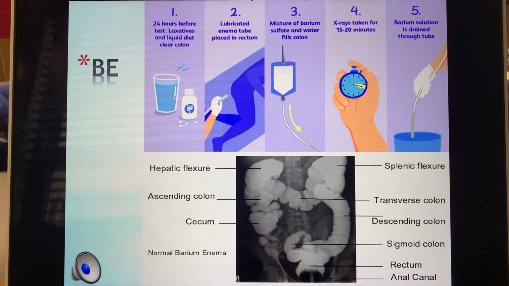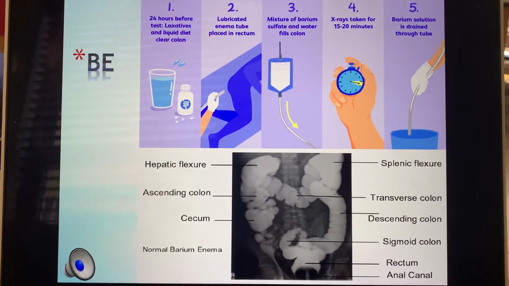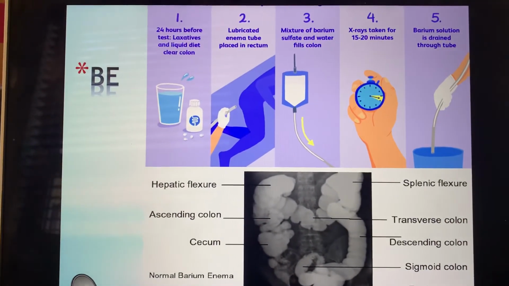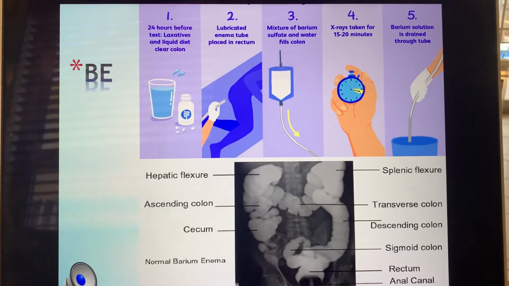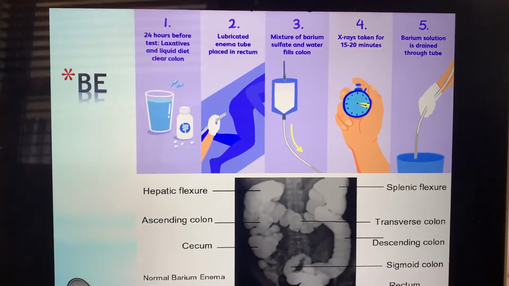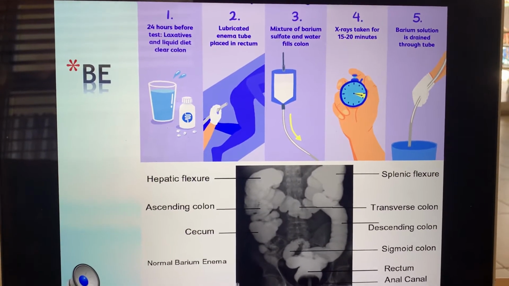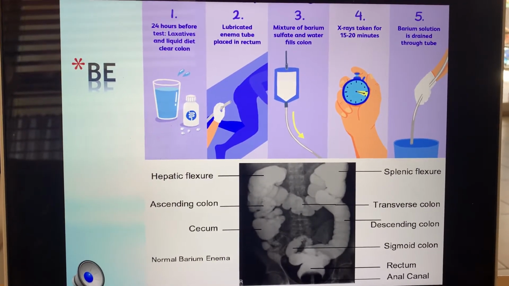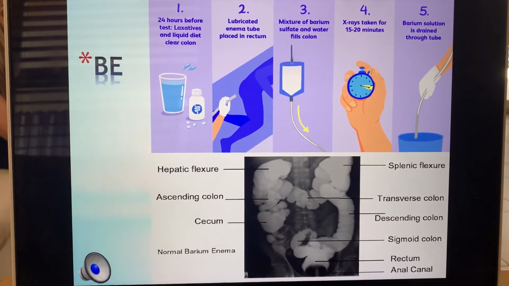Before doing a barium enema, patients need to follow some protocols. 24 hours before the test, they should take a laxative and a liquid diet to clear the colon. Second, once they are doing the procedure at the X-ray department, they will lubricate the enema tube and place it in the rectum. Then the mixture of barium sulfate and water fills the colon. Then X-rays are taken for about 15 to 20 minutes. Once the X-rays are done, the barium solution is drained through the tube.